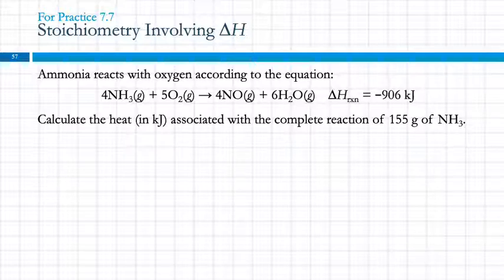Ammonia reacts with oxygen according to this equation. Calculate the heat in kilojoules associated with the complete reaction of 155 grams of ammonia. So we have a chemical reaction, and we have a mass, 155 grams of ammonia. So let's write that in here. 155 grams of this.